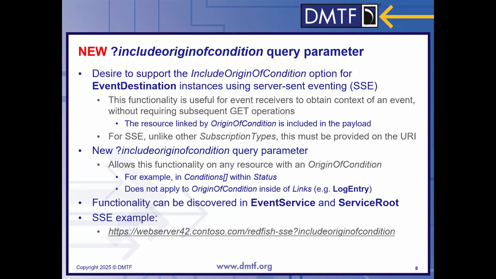We also added discovery capabilities of this within the event service and within service root, so you can see if your service does support this new query parameter. And from an SSE perspective, which is where this was originally driven, this just looks like the typical SSE URI, but with the inclusion of the origin of condition query parameter. It's just a single parameter, no additional value needed.